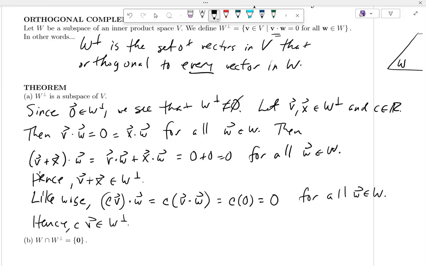So we've shown that it's closed under addition. Let's try that again. We've shown that it's closed under scalar multiplication. Therefore, W perp is a subspace of V, not W. It's okay.